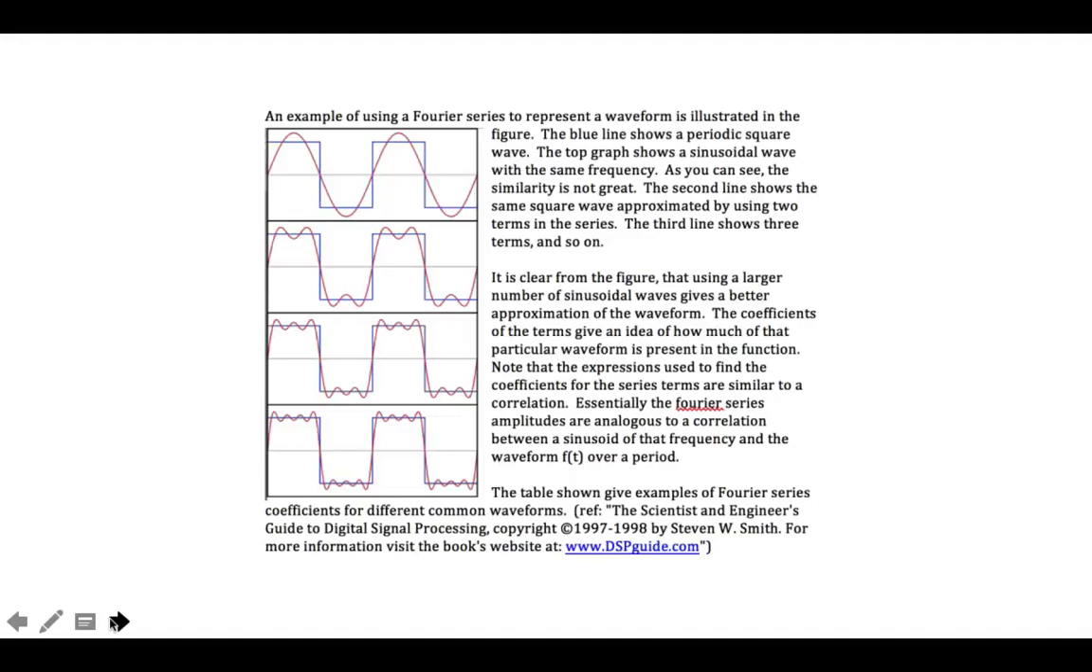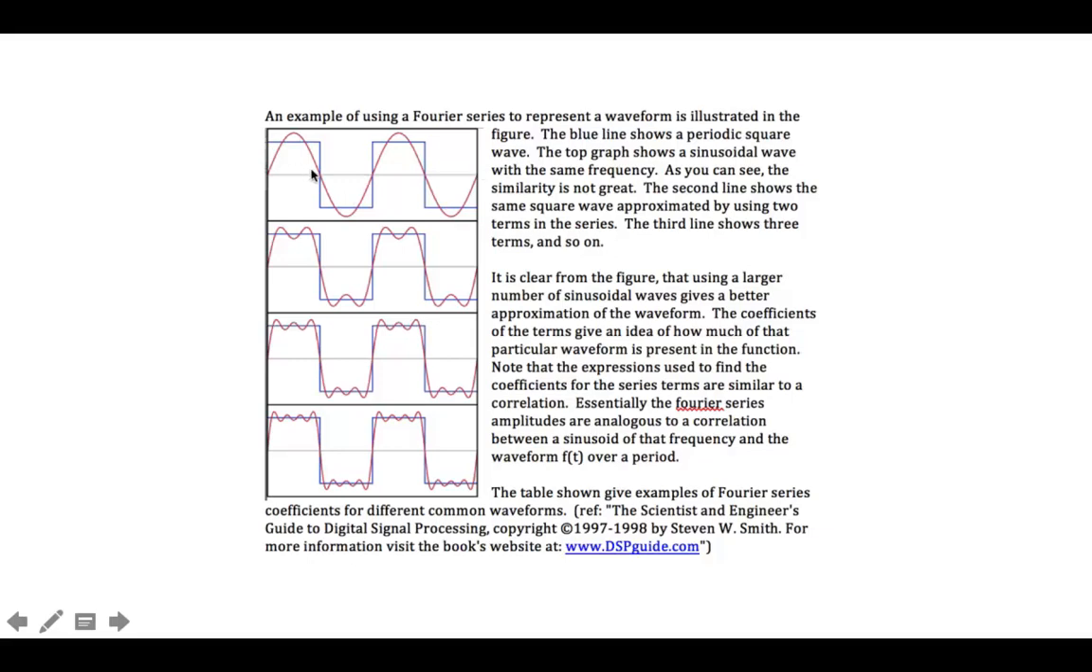So let me go back to the figure. Here is an example. The blue line is the square wave, and that's what we're trying to reproduce by adding a bunch of harmonic sinusoids together. So in this first part, the top figure, all we've plotted here is the sinusoid with the same fundamental frequency.